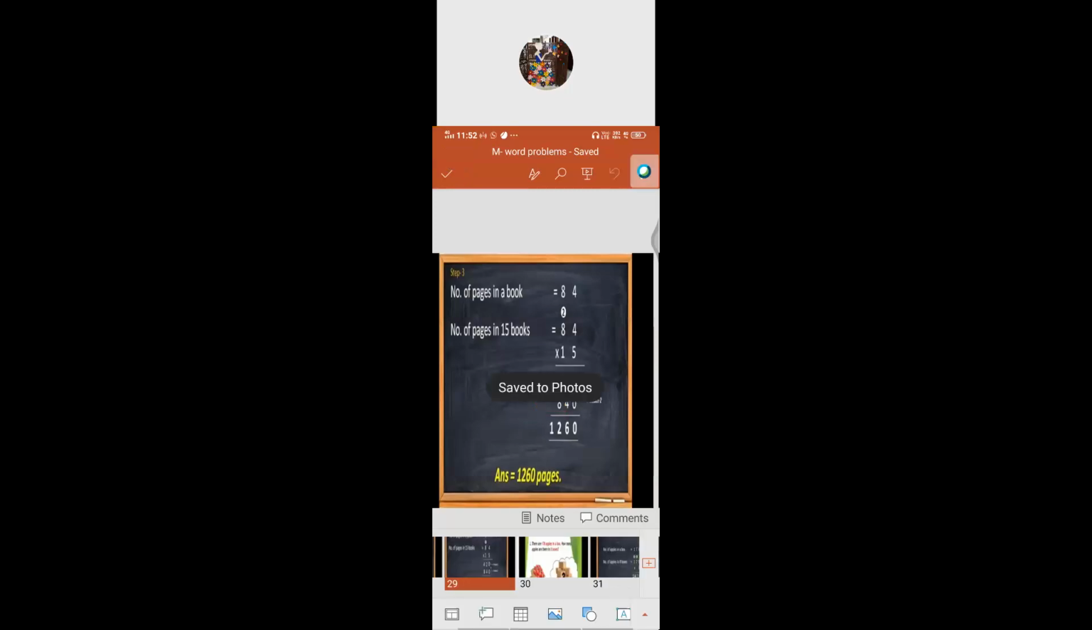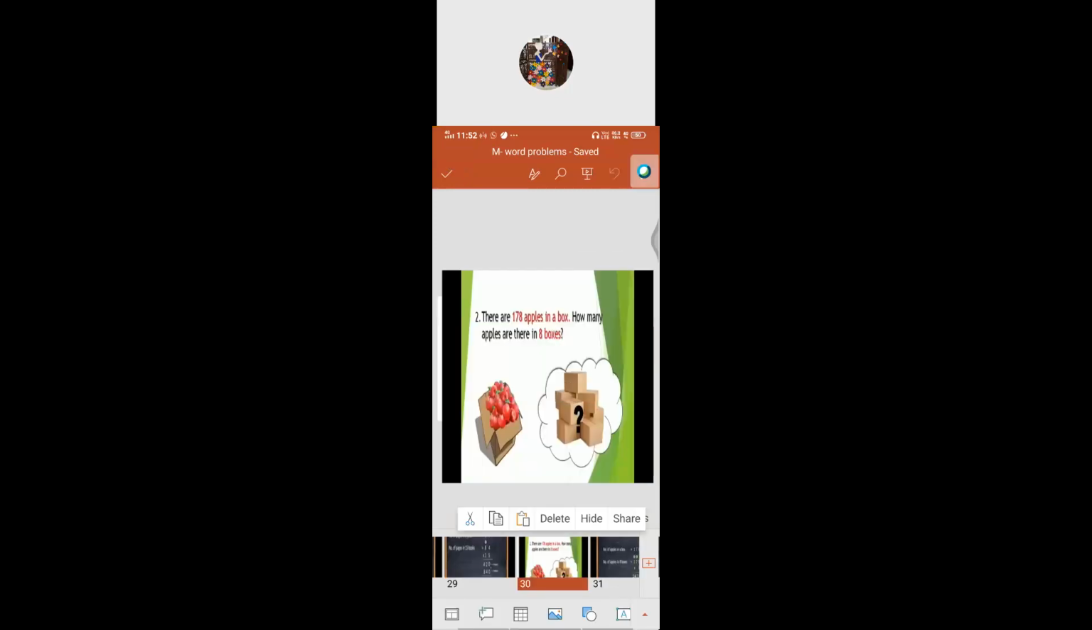Okay, children. Now simplify that part. There are 178 apples in a box. How many apples are there in 8 boxes? So what information have they given? 178 apples in a box. In one box, there are 178 apples. That is the information for one box. So they're asking for 8 boxes. It is a sort of multiplication. You got the idea now.